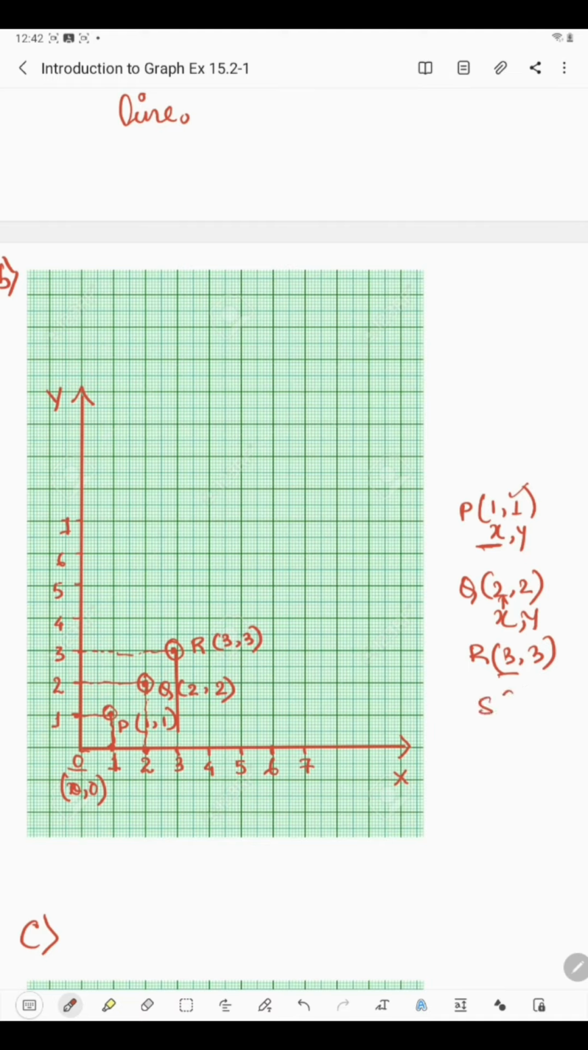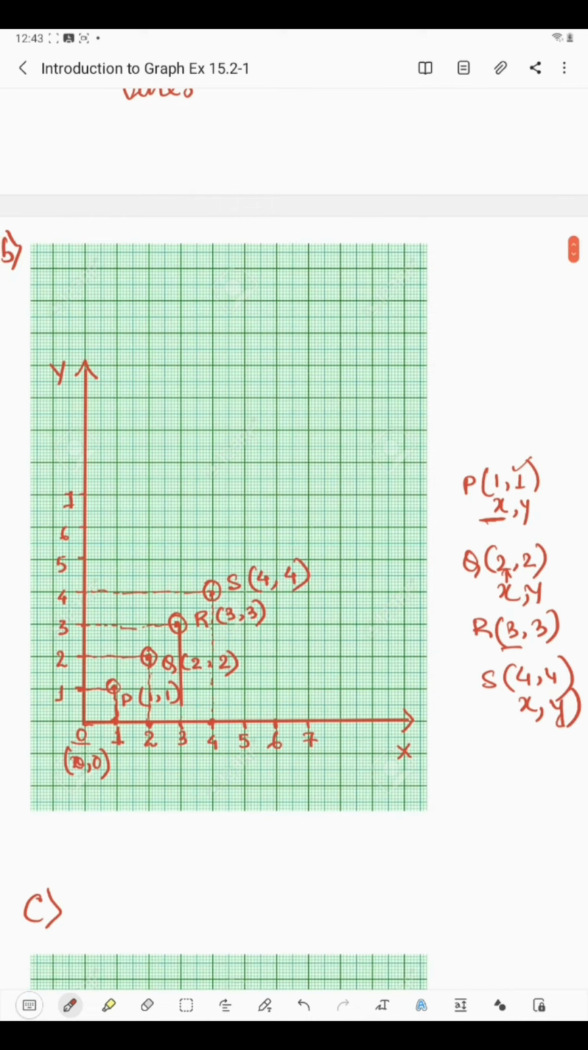Next is 4, 4. Here the value of x and y both is 4. To put the value of x, we need to look at the x-axis. So 1, 2, 3, 4, here is 4. Now the value of y is 4. So 1, 2, 3, 4. If you draw a line here, and from here also draw a line, the two lines meet at a point, they coincide over here. So this is point S and the coordinate is 4, 4.